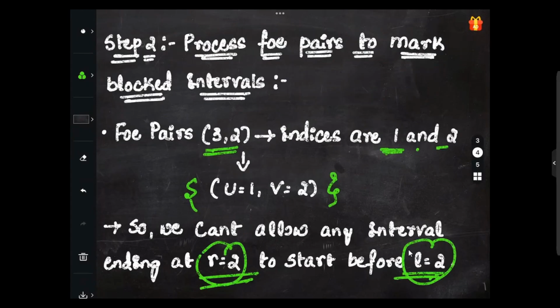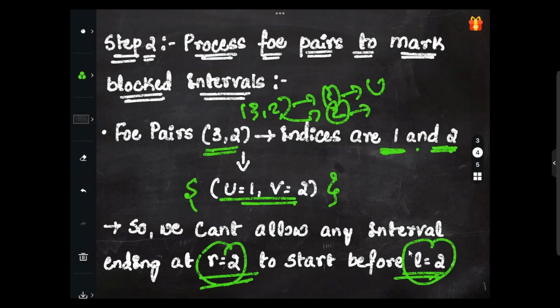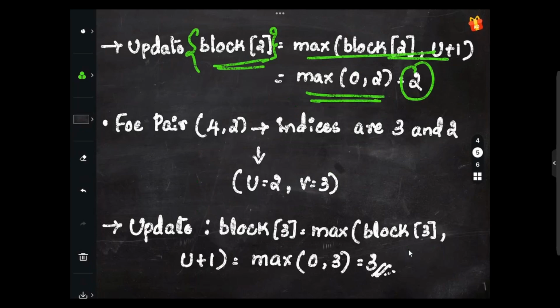Indexing, if you remember here, we have mapped this to u equals 1, v equals 2, because the indices we have are 1 and 2, where we are considering the first pair, 3 comma 2. 3 is present at index 1, nothing but u, and 2 is present at index 2, nothing but v, right? U equals 1, v equals 2. So here in this case we will be updating block of 2 to max of block of 2 comma u plus 1. U we have 1, 1 plus 1 is nothing but 2. Block of 2 consists of 0, and 1 plus 1 leads to 2, and max of 0 comma 2 is nothing but 2.